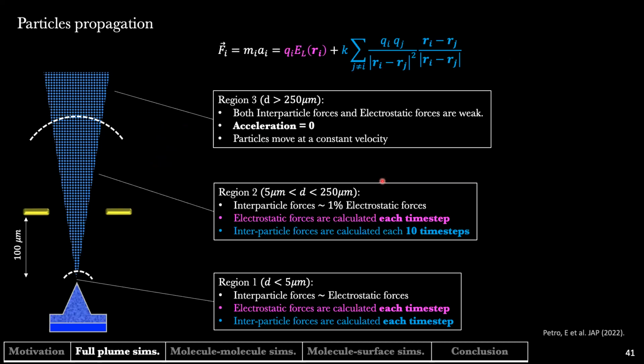And then we divide the domain into three regions. So in region one, there is a very high density, so the interparticle forces are of the same order as the electrostatic forces. So we compute the two forces at each time step. And then in region two, between 5 and 250 micrometers, the interparticle forces represent about 1% of the electrostatic forces. So we only calculate the interparticle forces at each 10 time steps. And then beyond region 2, in region 3, beyond 250 microns, both forces are very weak, so the acceleration is considered to be zero, and we propagate the particles at a constant velocity.